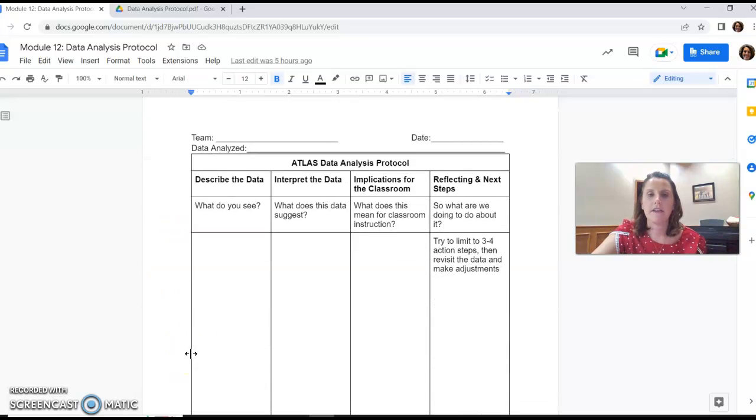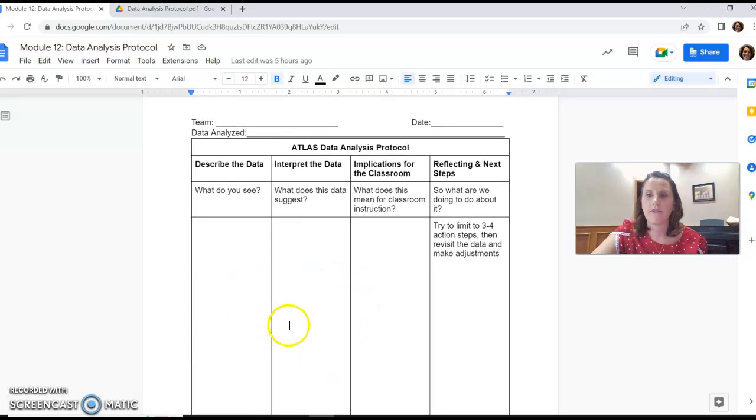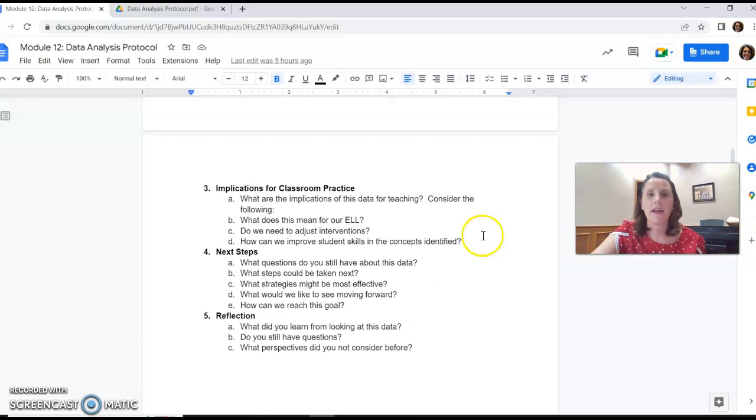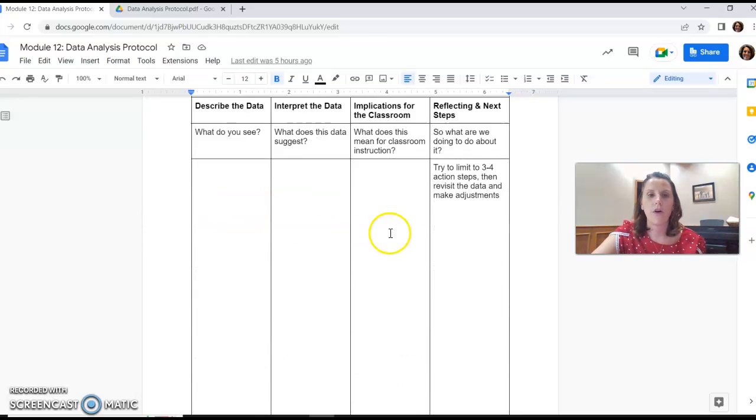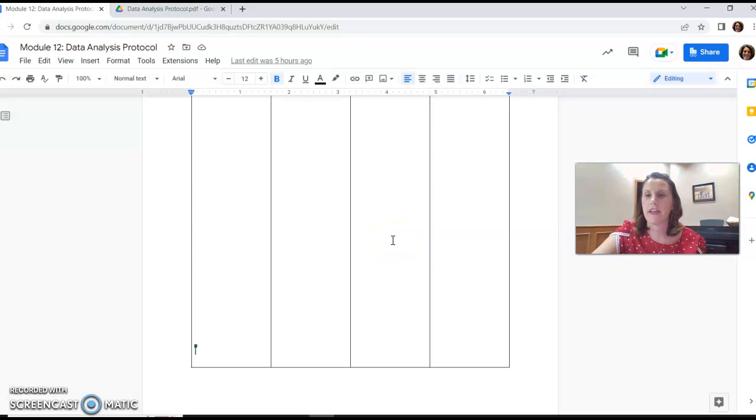And then down here, this would be what I would make available for staff to fill in. So up here we have the team, the date, and then the data analyzed. And then this is the Atlas protocol. So step 1, describe the data. What do you see? Interpret the data, implications for the classroom. So what does this data indicate for the classroom? And then reflecting on what are the next steps. I would encourage that teams try to limit action steps to 3 to 4 to make sure that it is manageable. And back up here, there are additional questions to help guide with this data analysis protocol, and then the teams would just simply fill in under there.